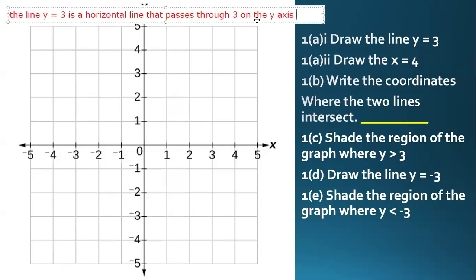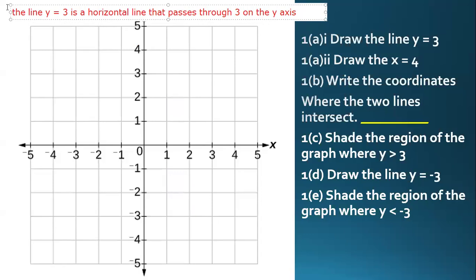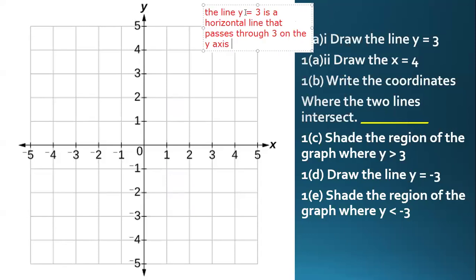So what does that mean? If you look carefully, you can see 3 is right there. So we're going to draw a horizontal line passing through 3. Let me use the shape. It's going to be this horizontal line passing through 3. And so this is going to be what? y is equal to what?